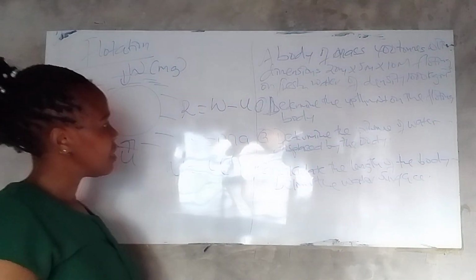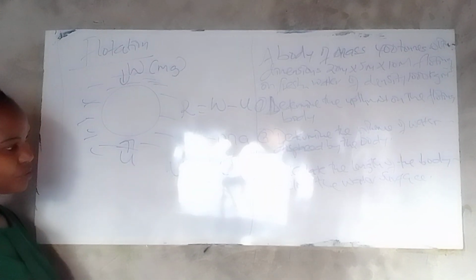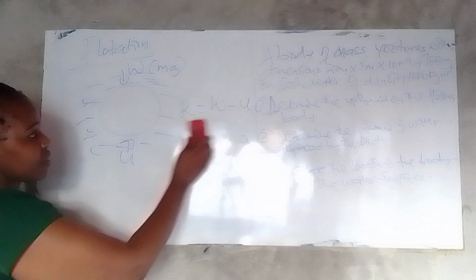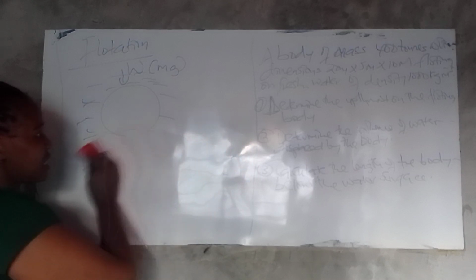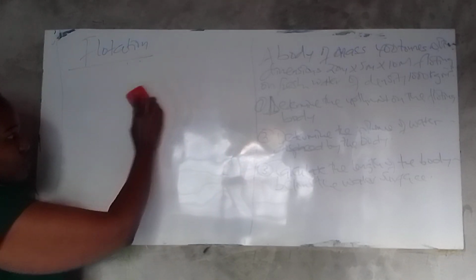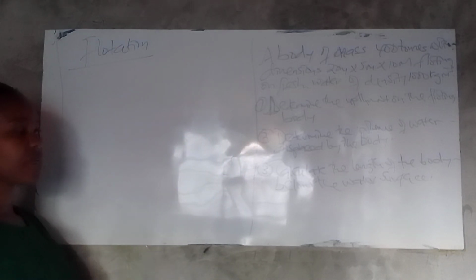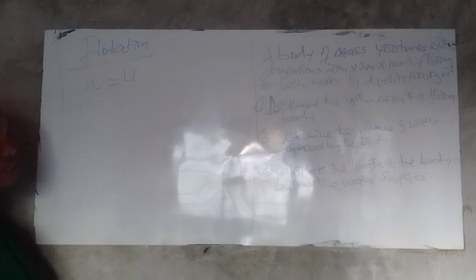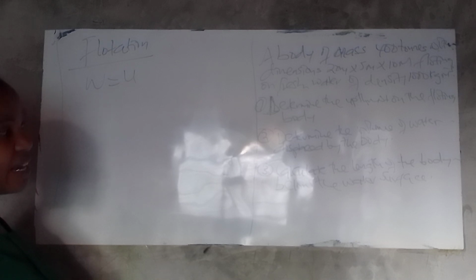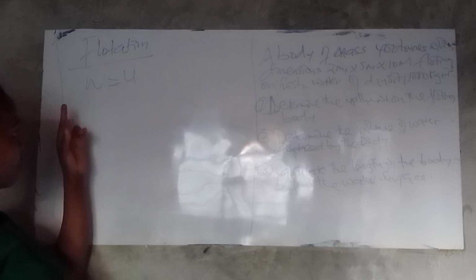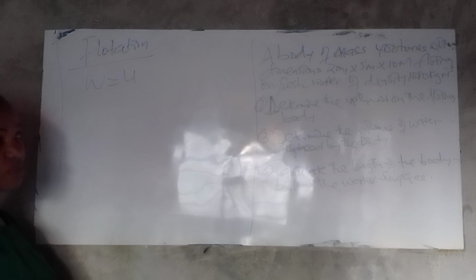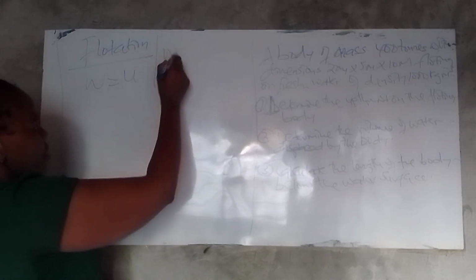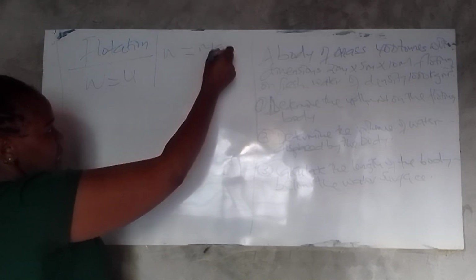Okay, now let's try to answer those questions together. We have said that for a body to float, since our body is floating, its weight and the upthrust on it are equal. So if we want to calculate the upthrust on this body, we need to calculate the weight of the body. To calculate weight, we know weight is mass multiplied by gravity.